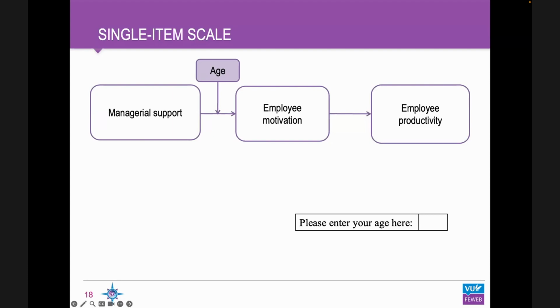So in this case, you can see that the items in this life satisfaction scale are actually very close to each other. It's almost asking the same thing in different ways. So in this case, this is a reflective measure.